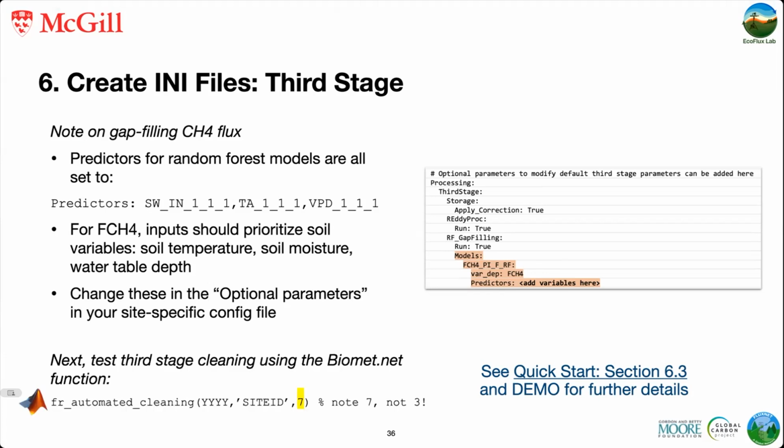So then once you're happy with that, you again run this function, but instead of a 1 or a 2, you're actually not going to put a 3, but you're going to put a 7. This is a legacy artifact. So that's what you put to run the third stage.